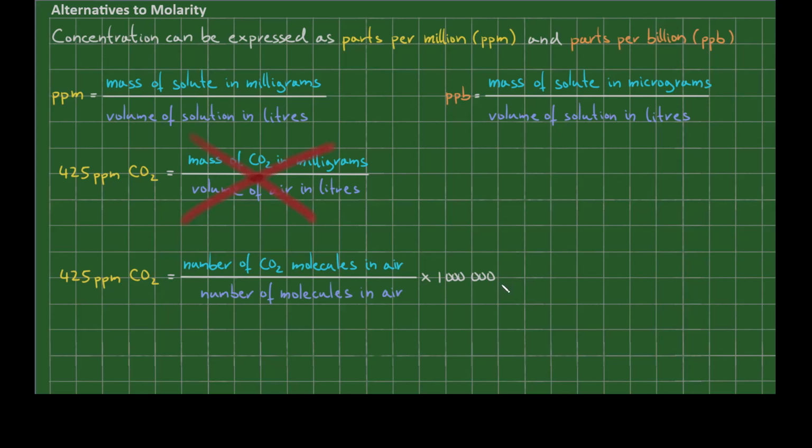So, when we talk about atmospheric concentrations, rather than using milligrams per liter, we actually tend to look at numbers of molecules.